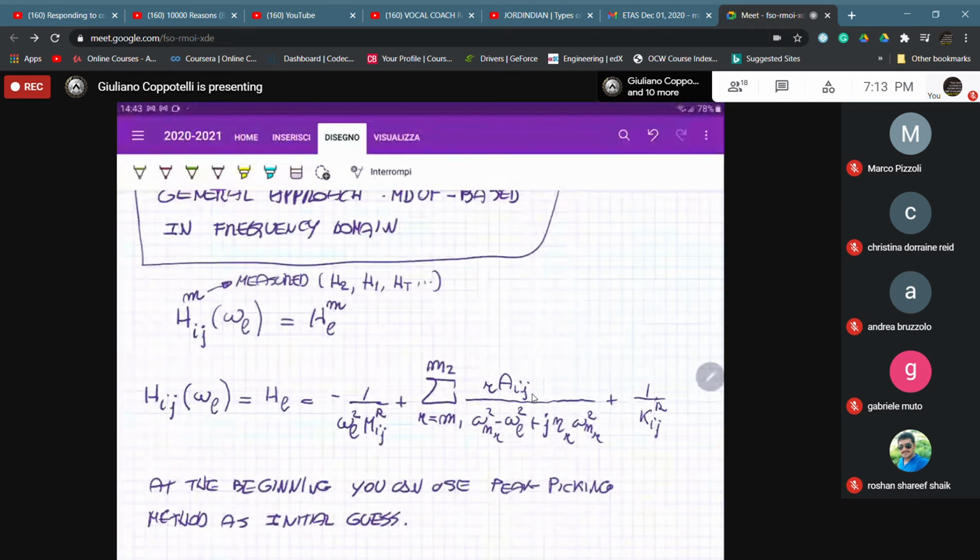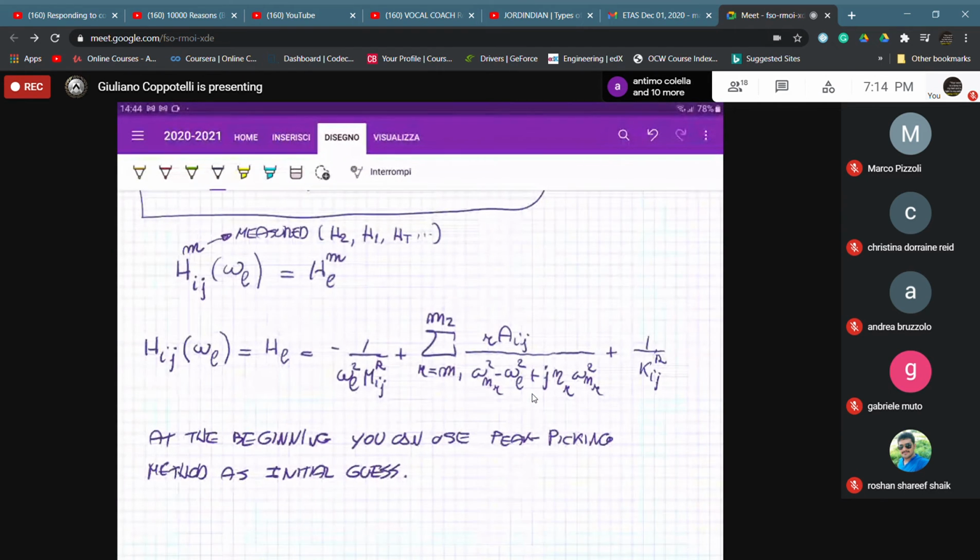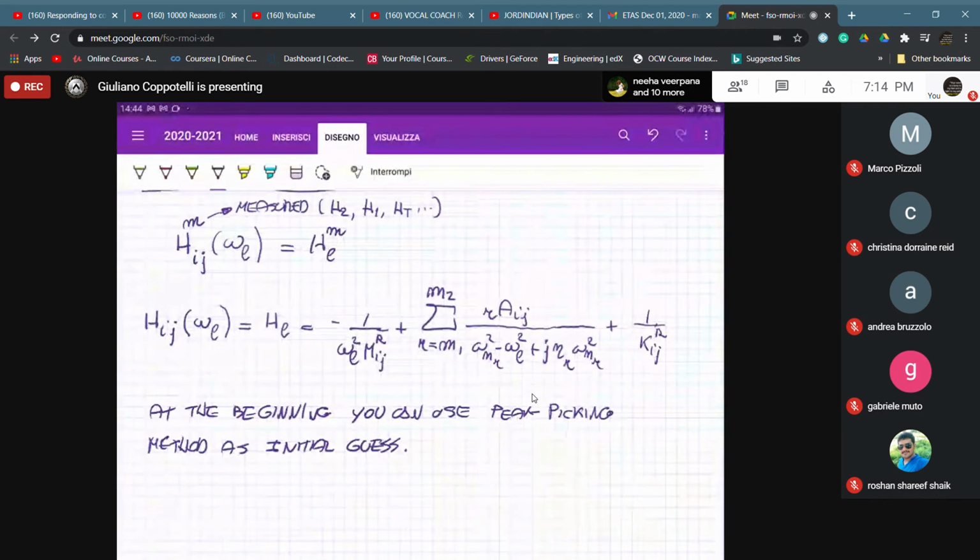Okay, so we don't know actually what all these parameters are, but you can start, for example, using the peak-picking method. Within the peak-picking method, we don't know anything about the residual terms, so you can set these values equal to 0, for example, so the lower and upper residuals are set to 0. Then you just have to introduce your mode shapes, the natural frequencies, and the damping ratio or damping factor, as I wrote here in this equation, just to have a starting point, okay?